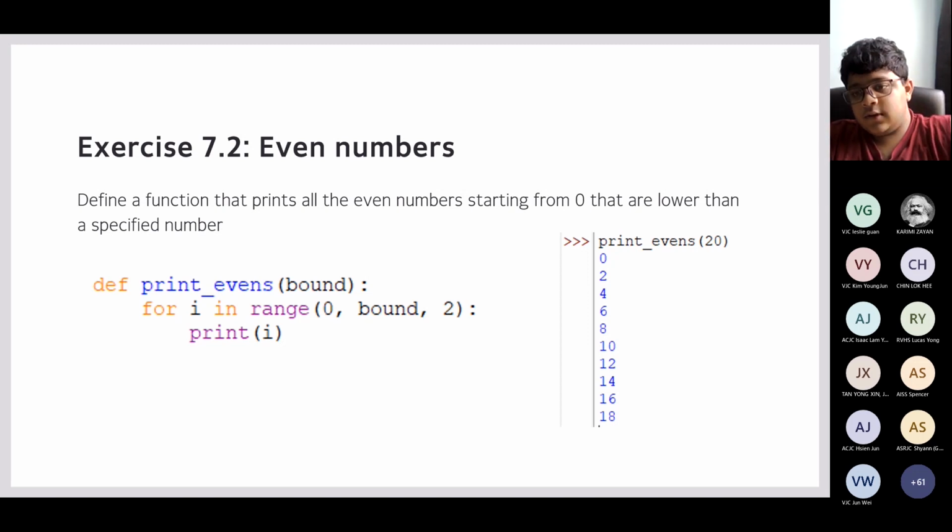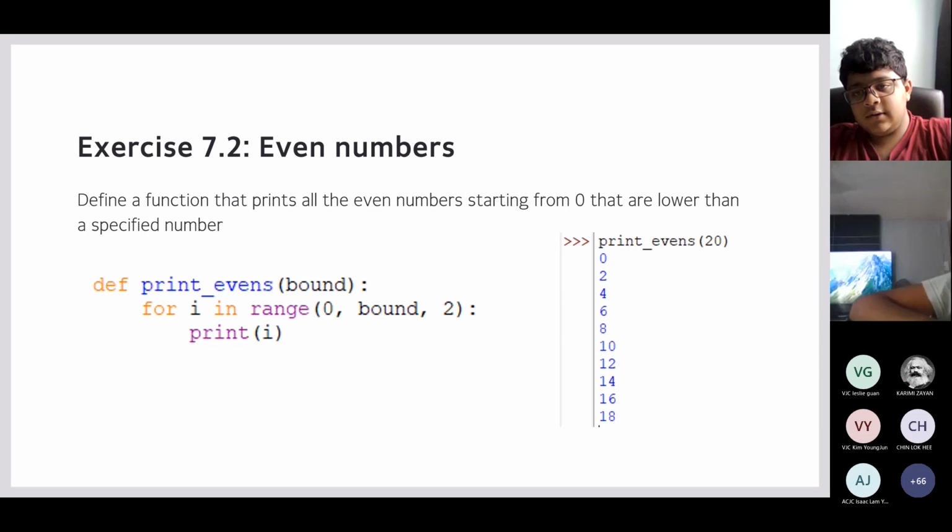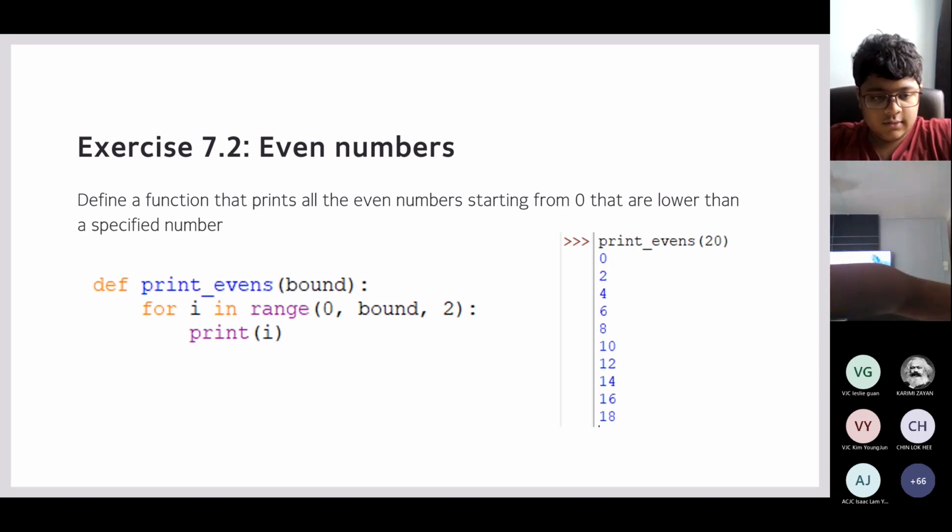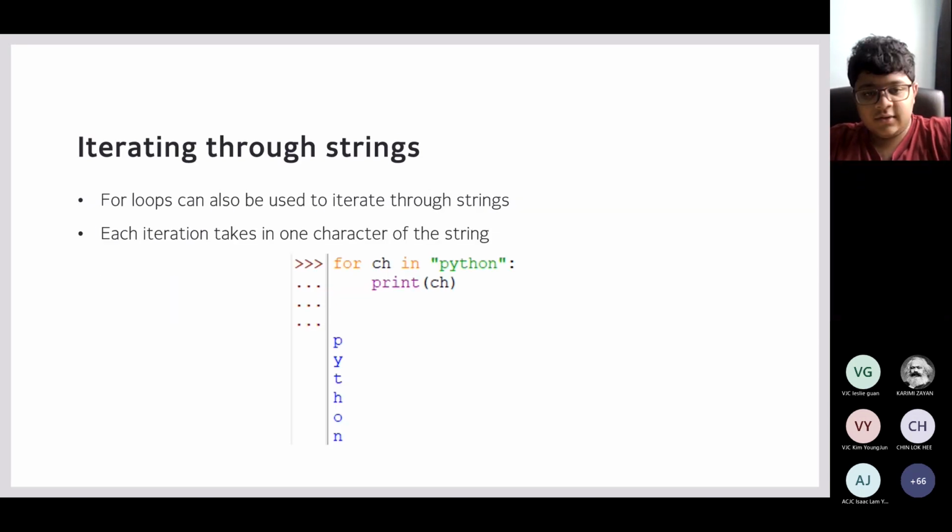Okay, so it's 12:16. Let's go over it. Essentially, you just need to define a function with a bound. The power of the bound is that you can do for i in range 0, bound, 2, and print the value. The reason we still have to use the zero is because you want to use the step notation.